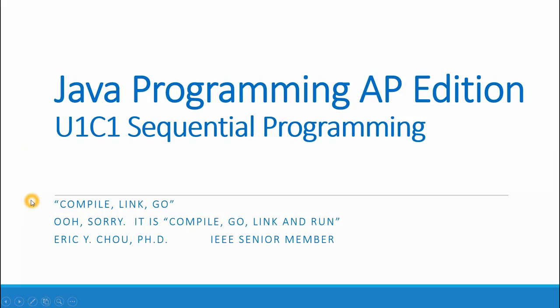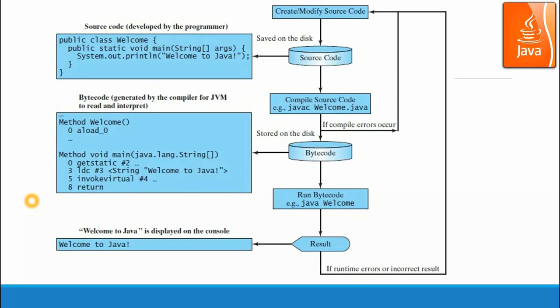In this lecture, I'm going to show you the program building process. First, you use an IDE or text editor to write your program like this. You will put it into a file called welcome.java. Then you've got a source code. Then you compile it using javac in the command line and put in your file name, welcome.java.